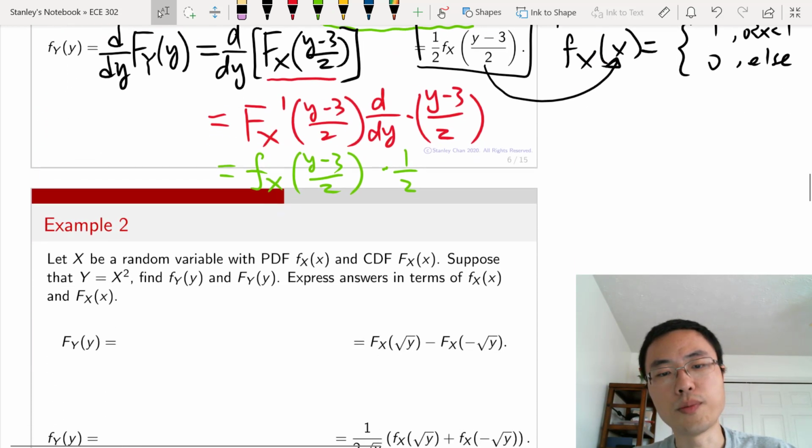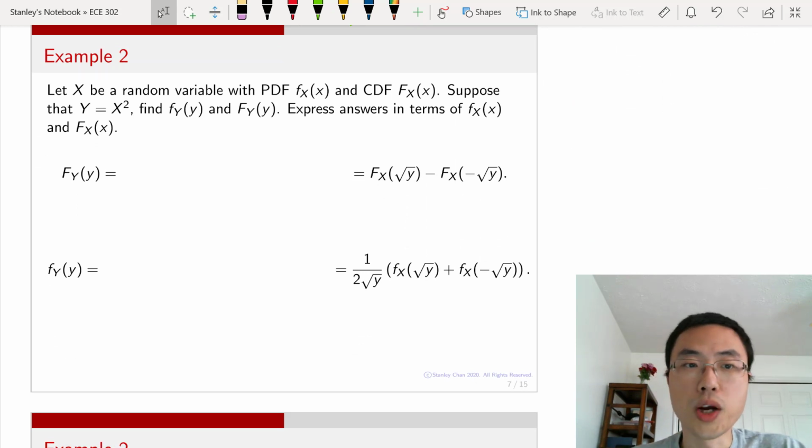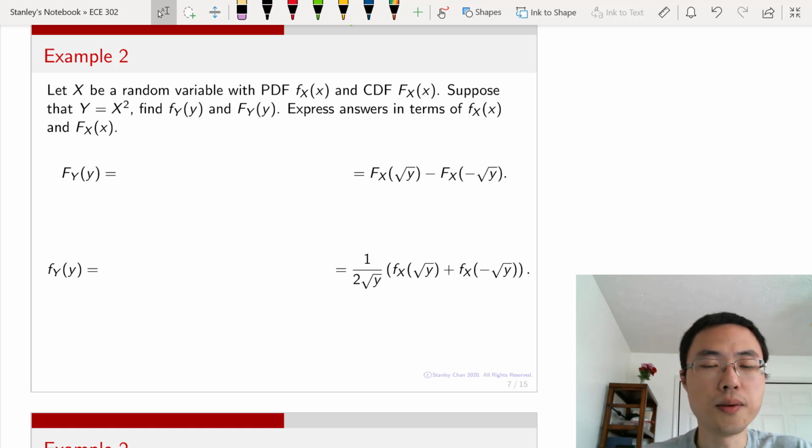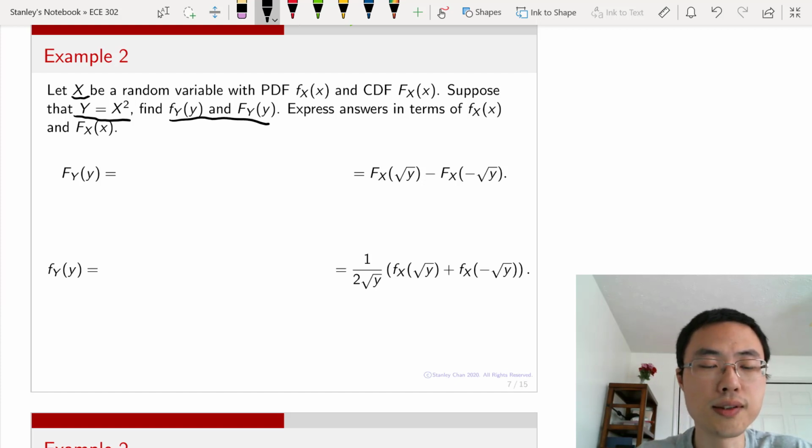So this is example number 1. It's a very easy example. Perhaps we can move on to the second example. The second example says that you have a random variable X, and then you have this transformation Y equals X squared, and then you want to find F_Y and f_Y.